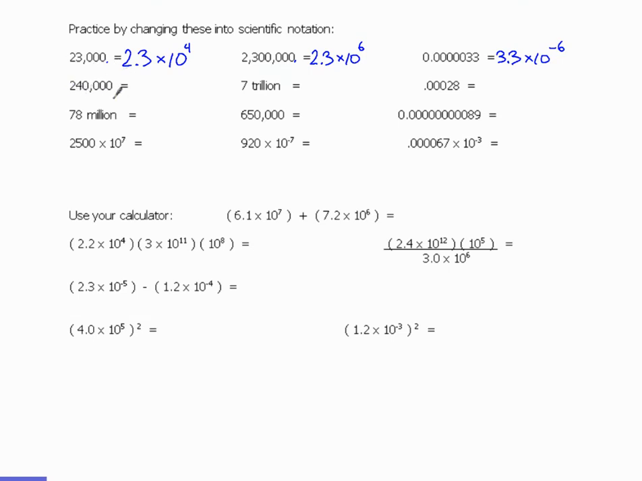Next one, 240,000. My number between 1 and 10 is 2.4. Multiply it by 10. We're moving the decimal left, which means positive exponent, and we're moving it 5 places. 2.4 times 10 to the 5th power.